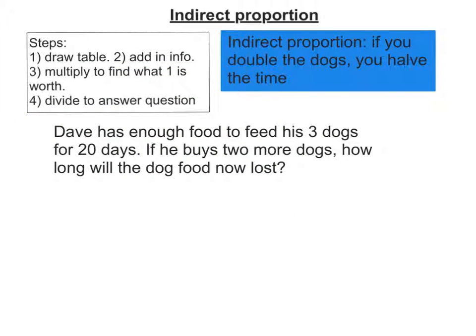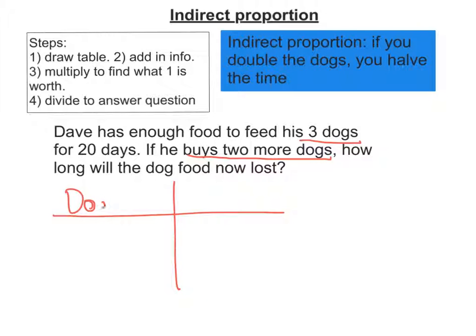Let's look at this second example. Dave has enough food to feed his 3 dogs for 20 days. If he buys 2 more dogs, how long would the dog food now last? So, first I draw my table. Now I need to work out what I have 2 bits of information about. Well, I know he has 3 dogs and then he buys 2 more dogs. So then it'll be 5. So I know 2 things about dogs. So let's put that over here. And I'll put time over here, so how long it lasts.